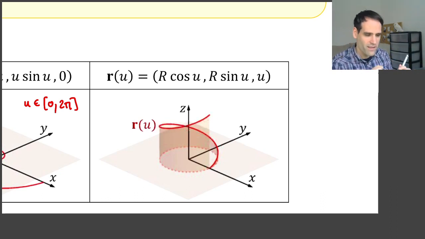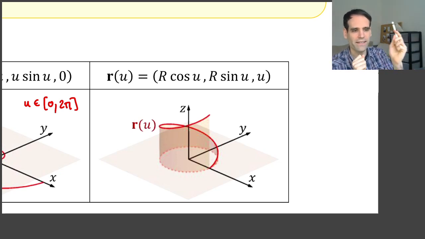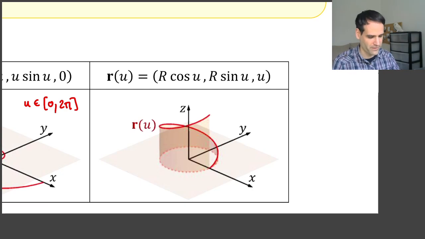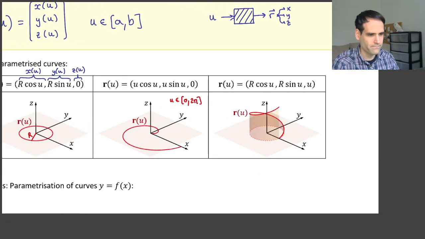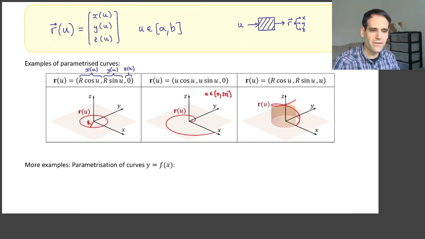So the projection of this spiral is still the circle, but now clearly as we increase the parameter u, we are also moving upwards. So this creates this spring. So this is an example of a parametric curve. Let us do other examples of parametric curves.